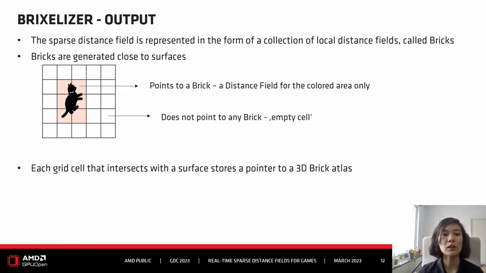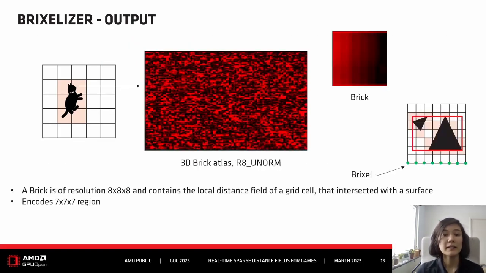So in this example, the colored areas are grid cells that point to a brick. So we have distance field information for this area. The white grid cells will not point to any brick, so we will not have any distance field information for these areas. The grid cells will point to an atlas, and the atlas itself will store the bricks. The grid cells can also be called voxels. The atlas stores the actual bricks, so the grid cells, or voxels, will just point into the atlas, and then you read the distance field from the atlas.